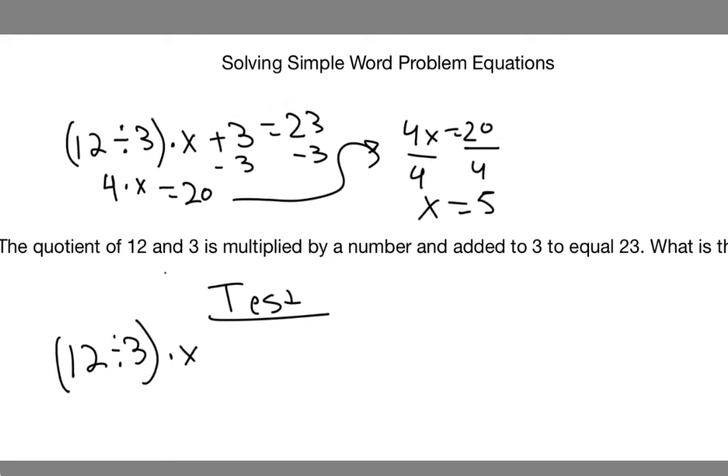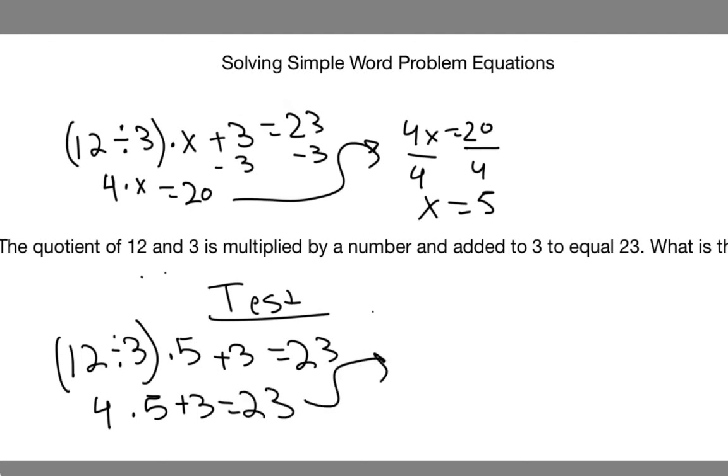times x plus 3. Now I'm gonna get my eraser over here, replace x with 5, and see if this is equal to 23. First, we have 12 divided by 3, which is 4. Oh, this is not 4, it's 5. I got 5 for my last answer. What am I doing? 4 times 5 plus 3 equals 23. Not 32, 23. Silly mistake.